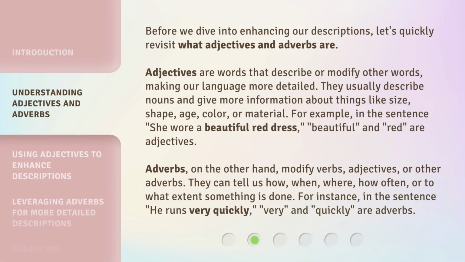Before we dive into enhancing our descriptions, let's quickly revisit what adjectives and adverbs are. Adjectives are words that describe or modify other words, making our language more detailed. They usually describe nouns and give more information about things like size, shape, age, color, or material. For example, in the sentence, "She wore a beautiful red dress," beautiful and red are adjectives.